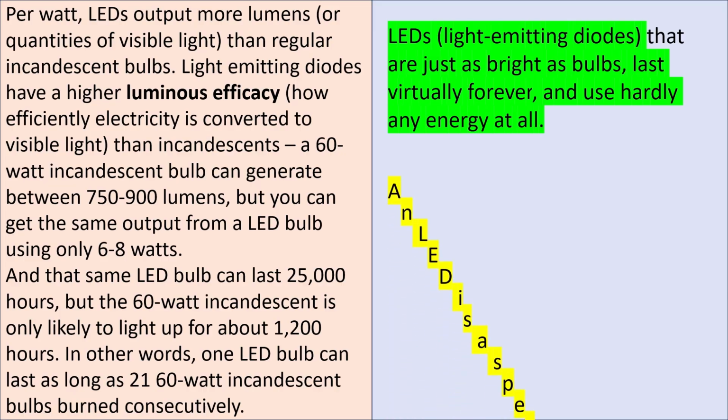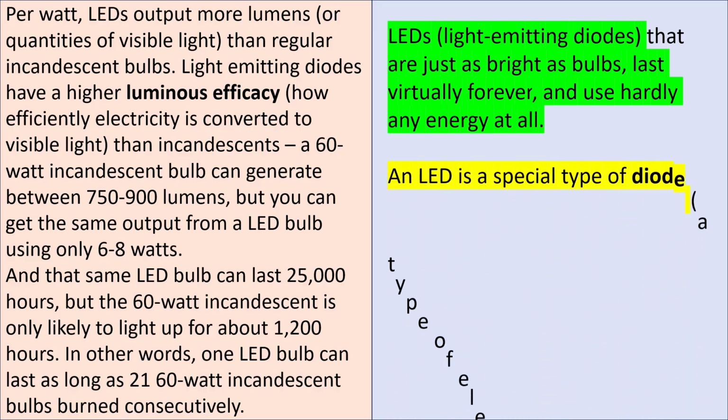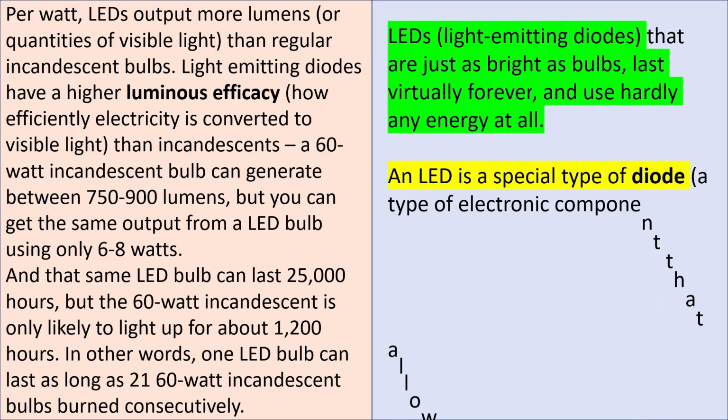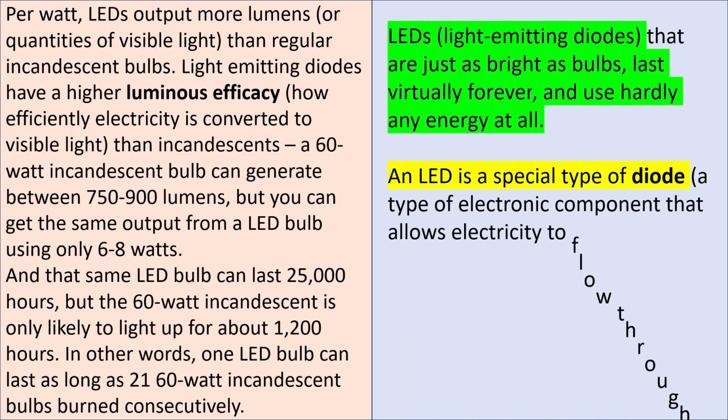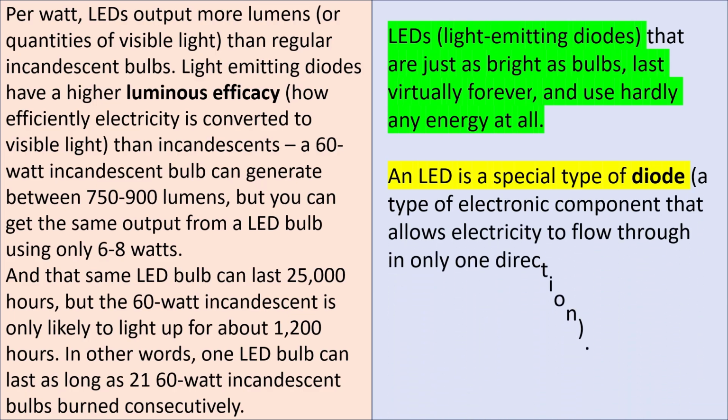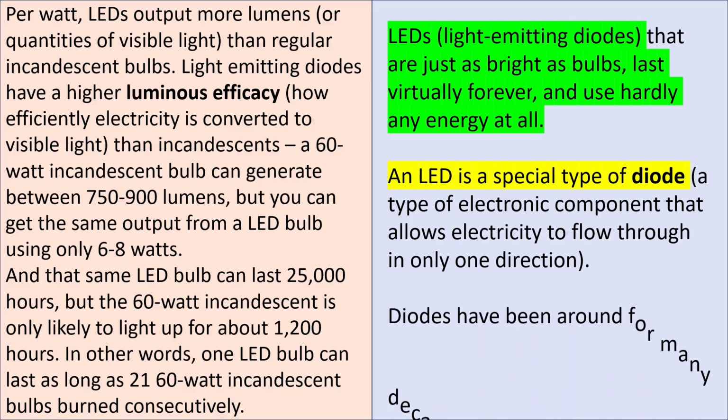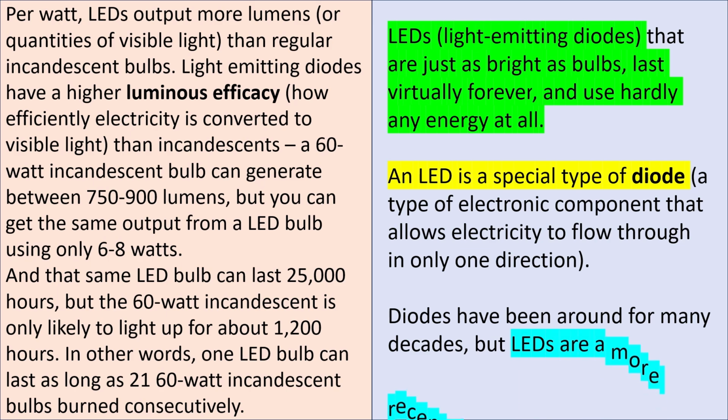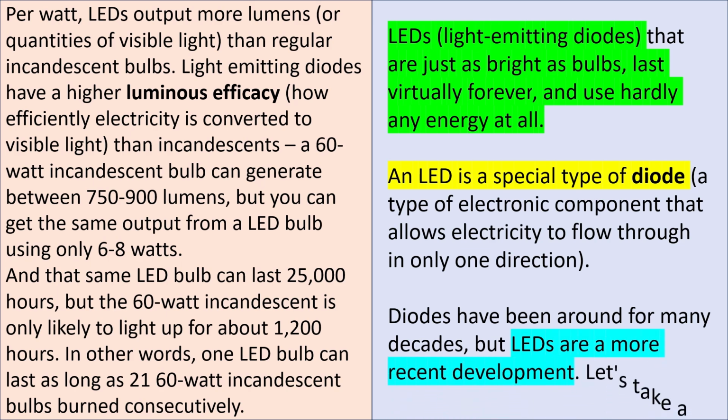LEDs, light-emitting diodes that are just as bright as bulbs, last virtually forever and use hardly any energy at all. An LED is a special type of diode, a type of electronic component that allows electricity to flow through in only one direction. Diodes have been around for many decades, but LEDs are a more recent development. Let's take a closer look at how they work.